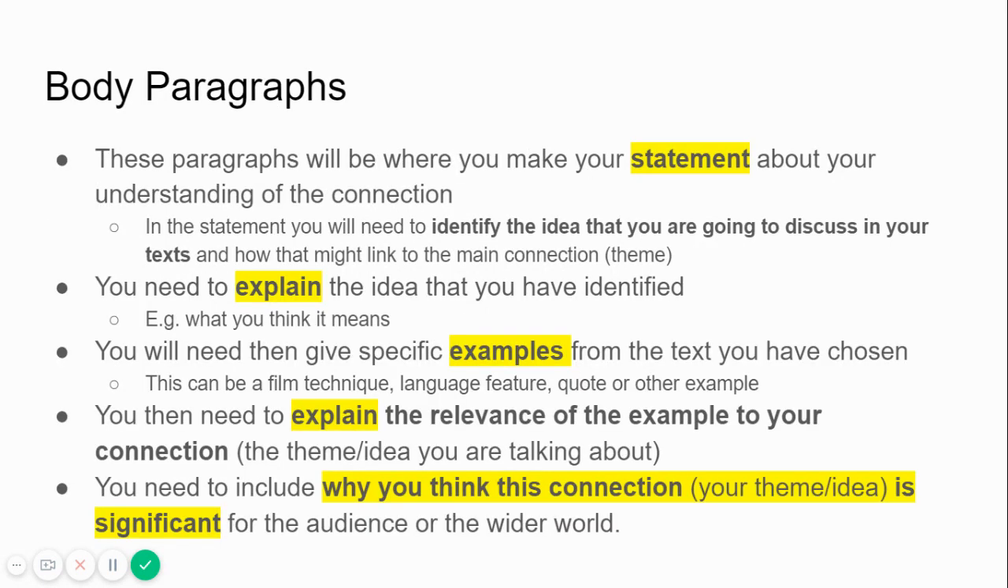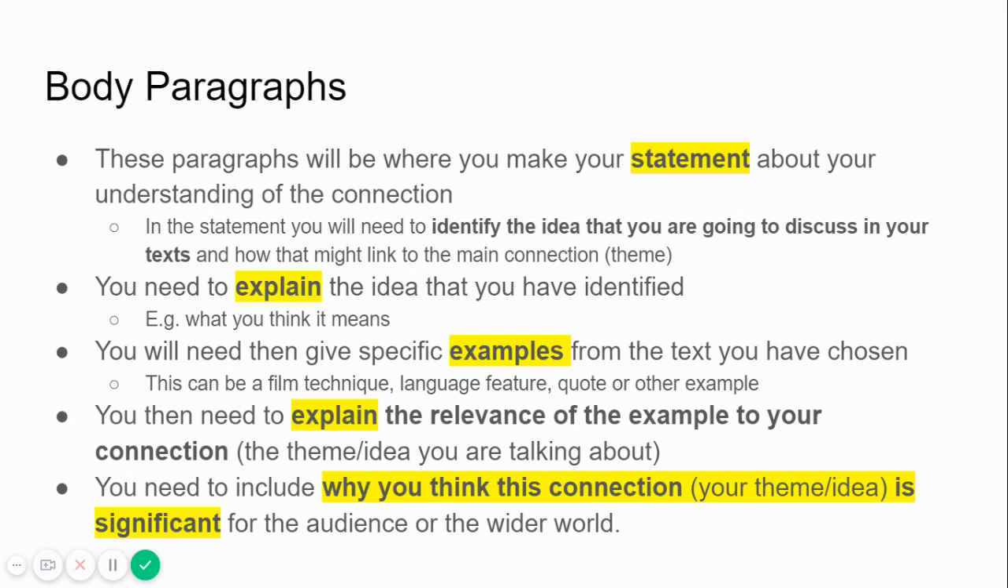When you do your body paragraphs, you need to make sure there's a statement about your understanding of the connection. So in your statement, you would identify any ideas that you're going to discuss that you've seen within your texts. So your body paragraph, if you have chosen to write on 1 text per paragraph, is not limited to a single idea or a single example, and you're allowed to, in your paragraphs, discuss multiple ideas that show the same main theme or main connection, and you can identify those within your statement.